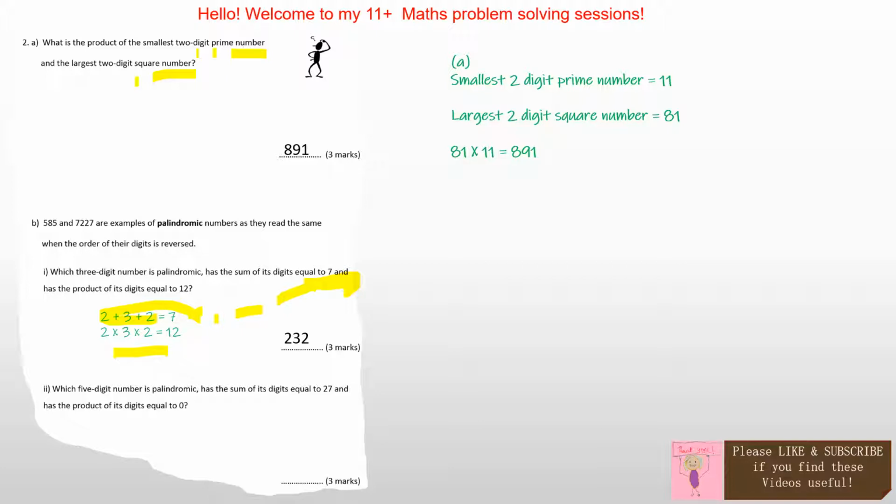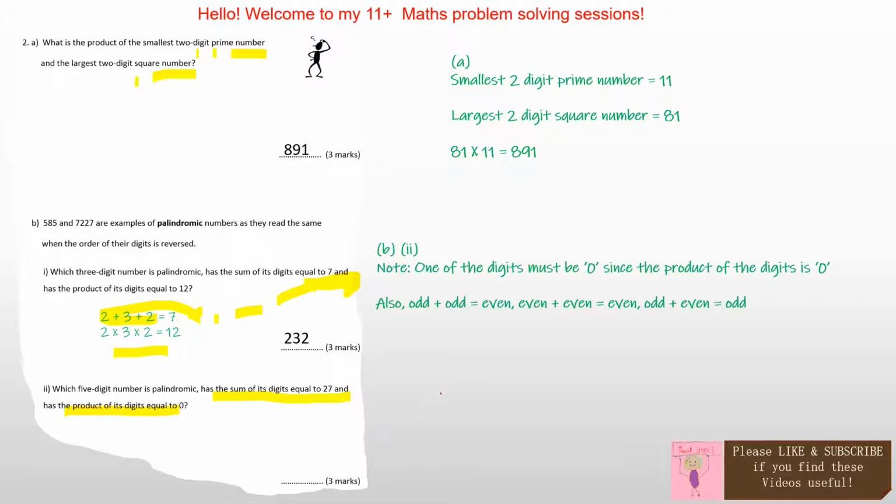Right? The next one says, which 5-digit number is palindromic and has the sum of its digits equal to 27 and the product of its digits equal to 0? Now if you think about it, if the product is 0, then definitely one of the digits will be 0, because when you multiply them you get a 0. So we have to find such a 5-digit number. So we have to repeat digits here. The 5th digit and the 1st digit have to be the same, and the 2nd and the 4th digit have to be the same as well.